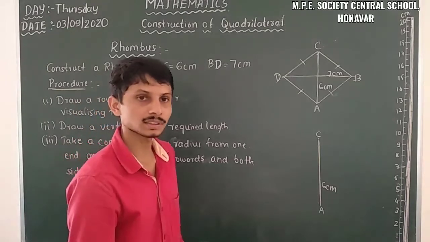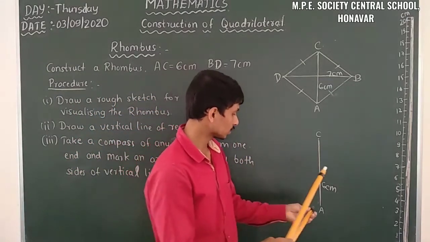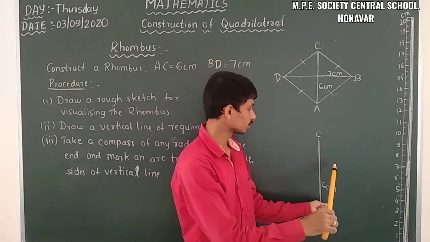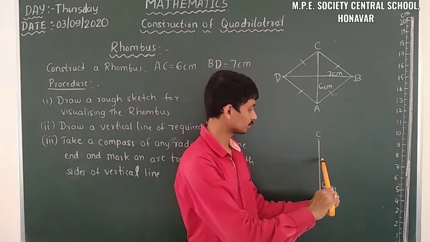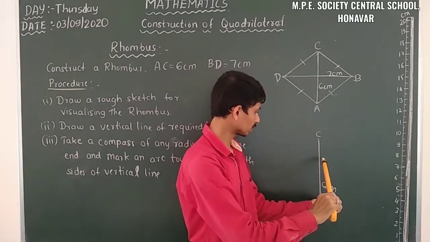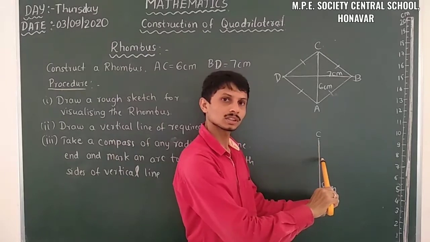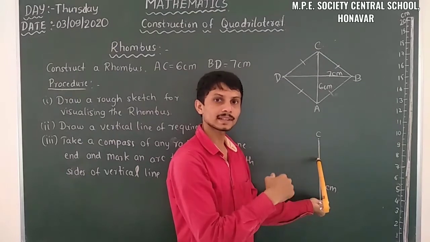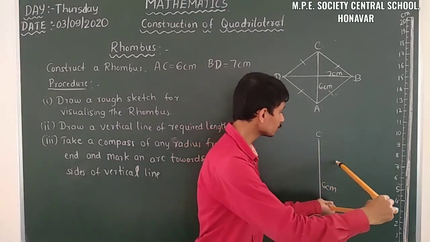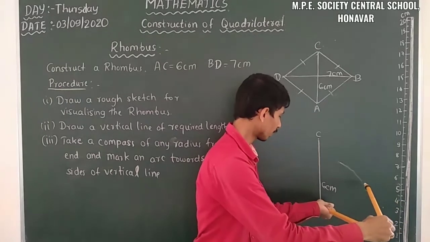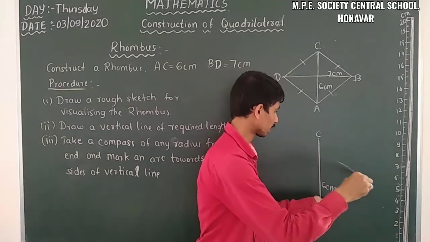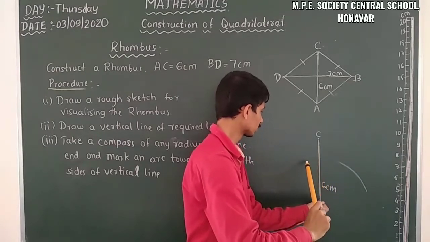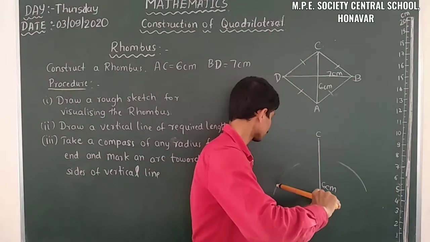So here you have to take the compass and locate it on one end point. After that you have to take a length. It should be a bit higher than the half of this line. So take that length, and then just mark a curve here in both the sides, not only one side. You have to mark the arc in both the sides.